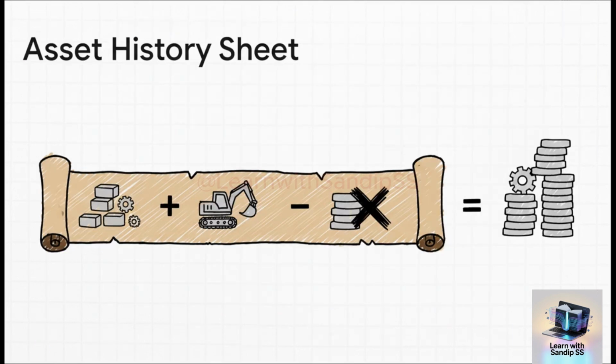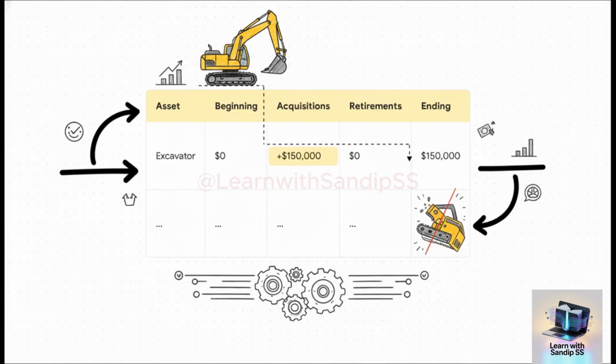And this is where a really powerful tool called the Asset History Sheet comes into play. It's designed to answer exactly those kinds of big business questions. What did we start with? What new stuff did we buy? Did we get rid of anything? And what's the bottom line at the end of the year? And here's a peek at what that looks like. You can see it's got this super clear flow, tracking the beginning value, adding new acquisitions, hey, there's our excavator, subtracting anything that was retired, and giving you that clear ending balance.